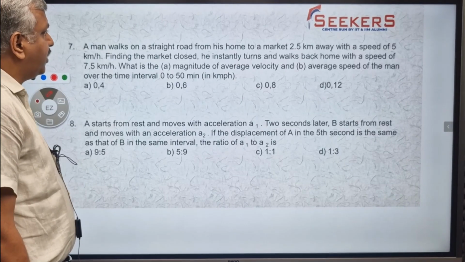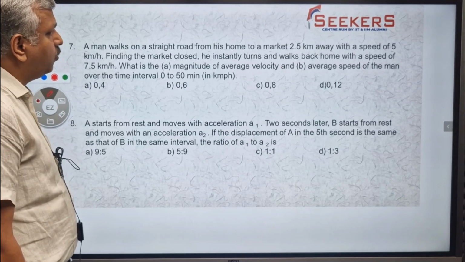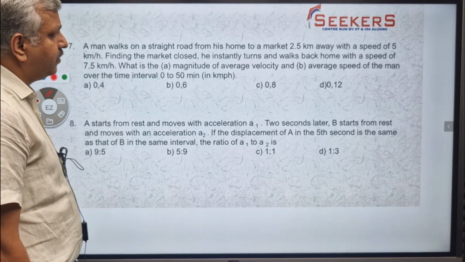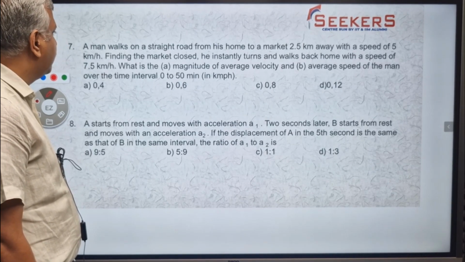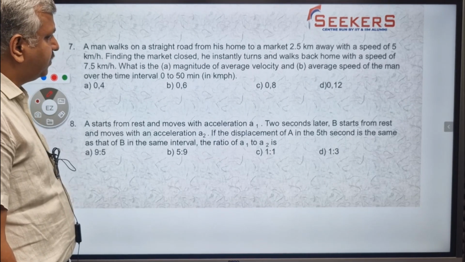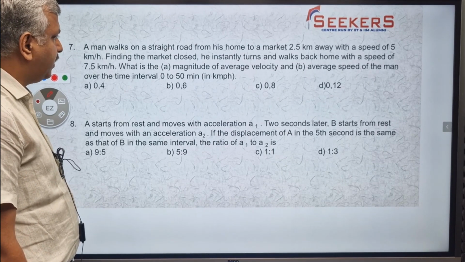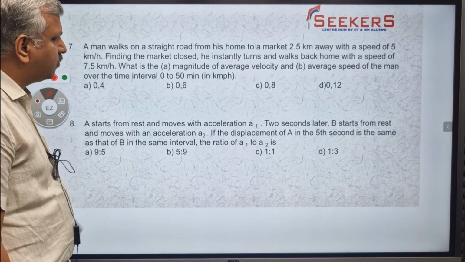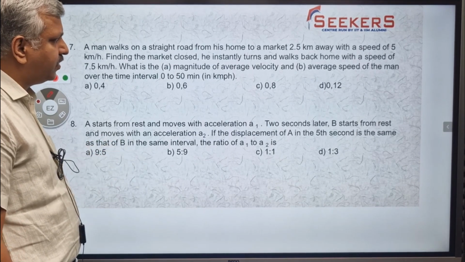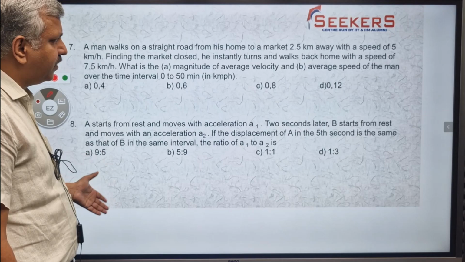A man walks on a straight road from his home to a market 25 km away with a speed of 5 km per hour. Finding the market is closed, he instantly turns and walks back home with a speed of 7.5. What is the magnitude of average velocity? Obviously he is going and coming back home, so average velocity is 0, displacement by time, displacement is 0.